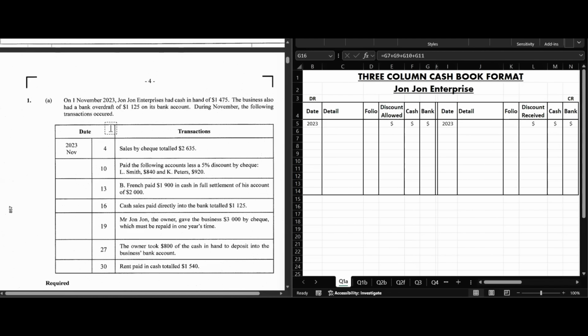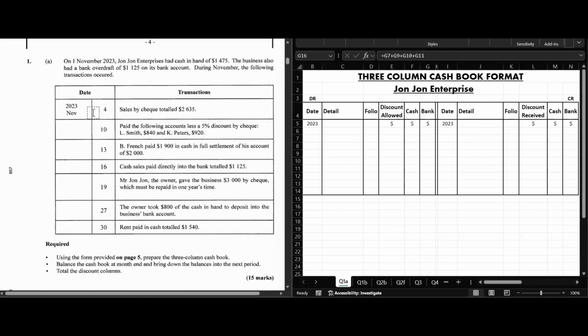So question 1, on November 2023, John Enterprises had cash in hand of $14.75. The business also had a bank overdraft of $11.25 on its bank account. During November, the following transactions occurred. So we do have some transactions from the 4th to the 30th of November.